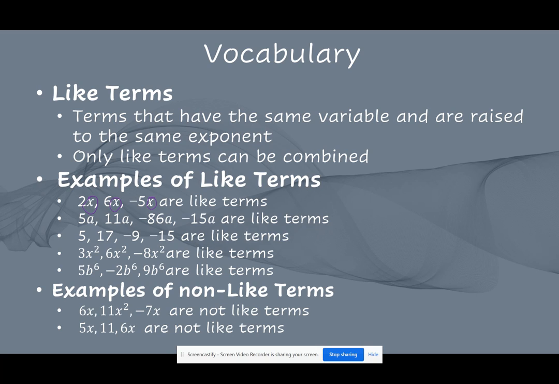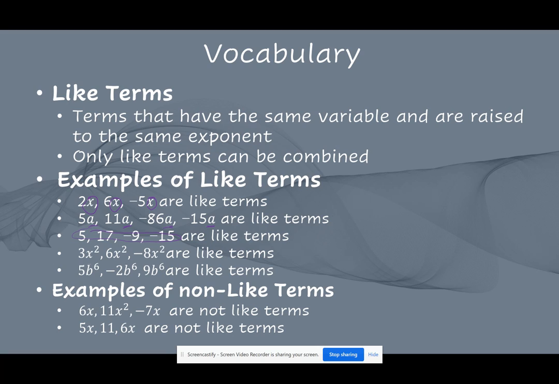Same here, we have 5a, 11a, negative 86a, negative 15a. So any number can be in front of that a as long as it just has an a and is not raised to any exponent. Now 5, 17, negative 9, negative 15, and any number would all be like terms because none of them contain any variables, so they're all the same.